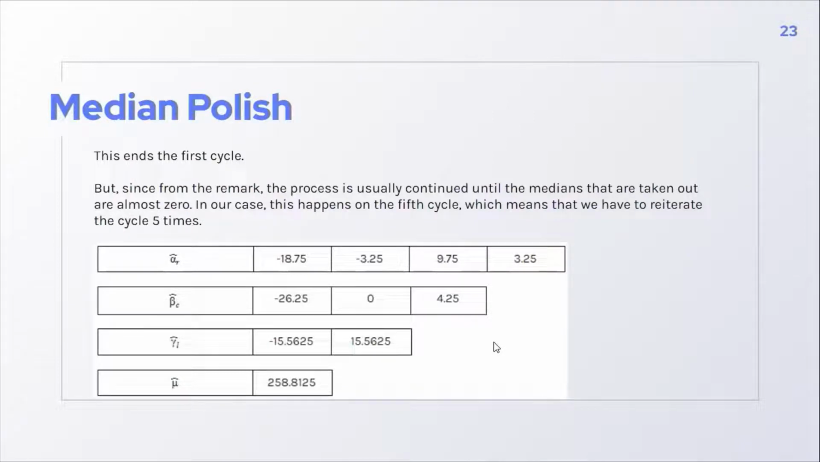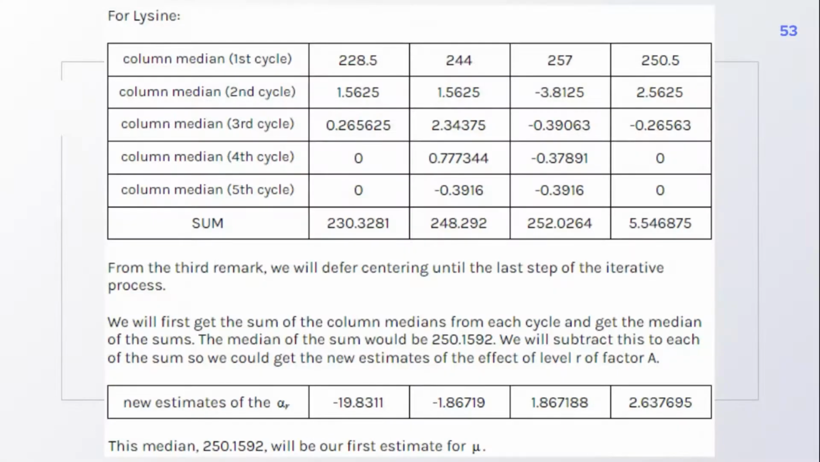But from the remark, the process is usually continued until the medians that are taken out are almost zero. In our case, this happens on the 5th cycle, which means that we have to reiterate the cycle 5 times. On the next pages, we will just present the result after 5 cycles of median polishing are performed. From the third remark, we will defer centering until the last step of the iterative process. We will first get the sum of the column medians from each cycle before we center them.